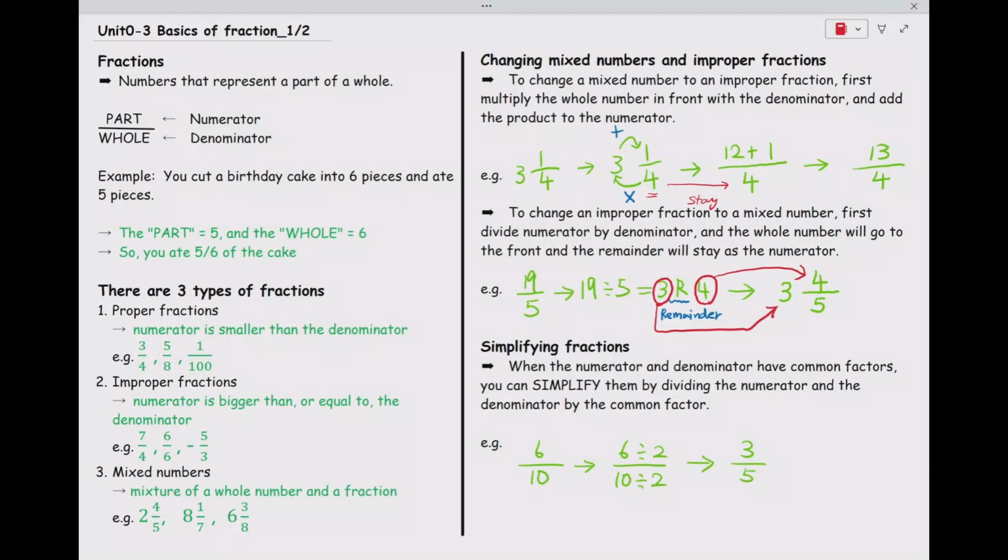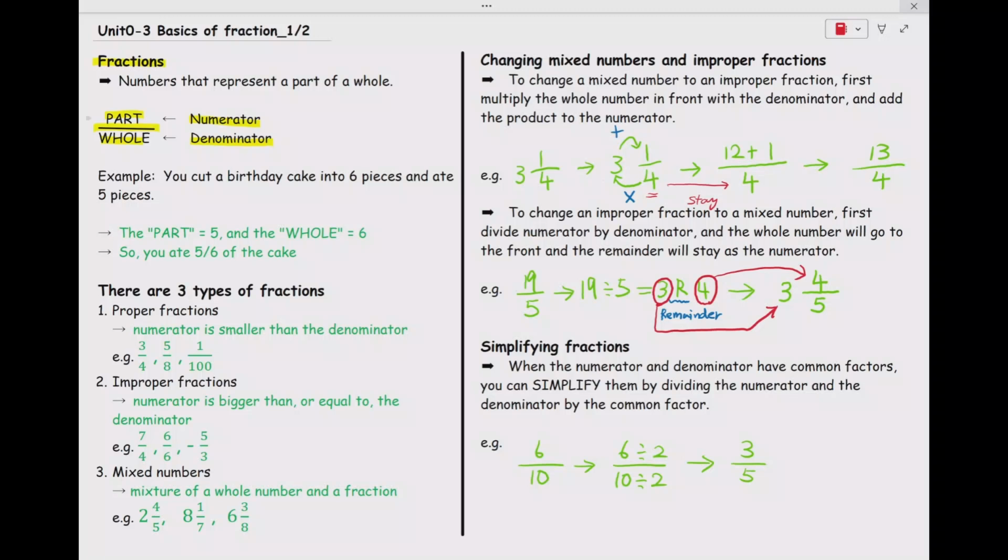The first terminology you need to know is fractions. Fractions are numbers that represent a part of a whole thing. When using fractions, there are three components. 1. We call the part the numerator. 2. The whole is the denominator. And the last component is a straight line in between the numerator and denominator.